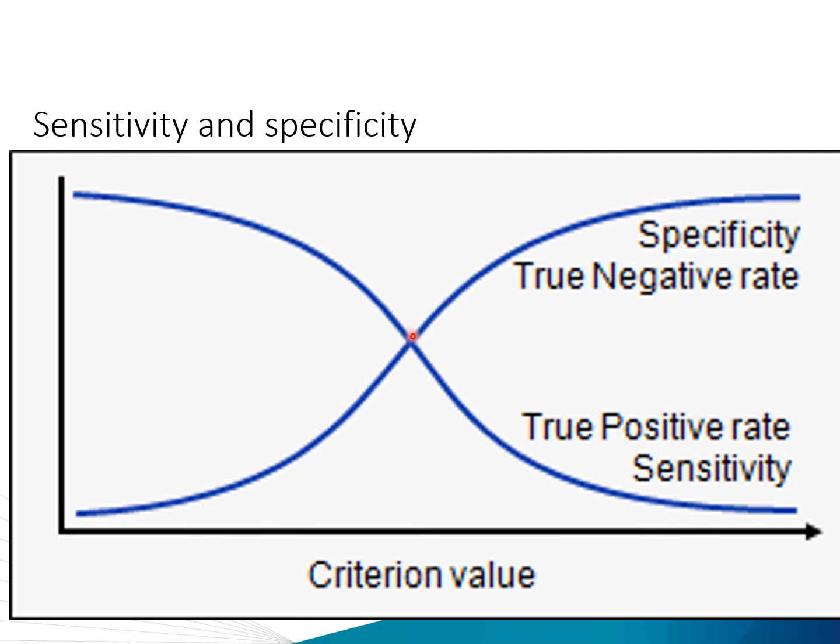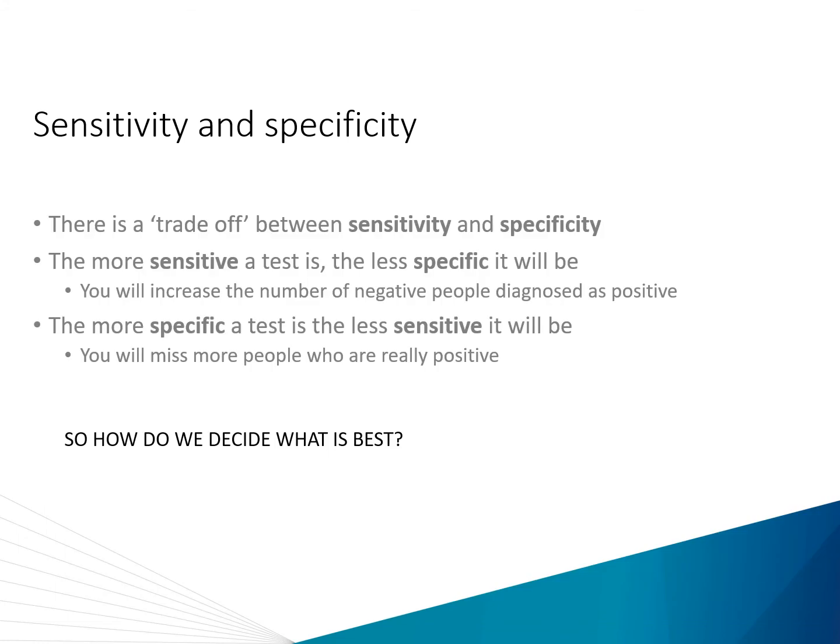They converge here, but you can see that they are both less than 100%. So we're always working in this region here. We'd never want a test that was here because it would be very insensitive. We'd never want one here because it would be very non-specific. So we're always working around this region here. So how do we decide what is best? How do we decide the point at which a test works best?